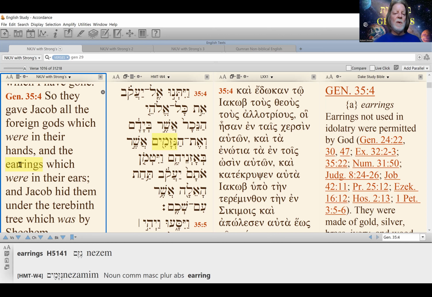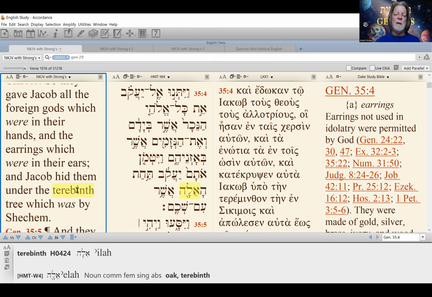Okay, so they gave their earrings, which were in their ears, and Yaakov hid them. Let's see, taman, to hide, it just says. I get the impression that he dug a hole and kind of buried them, but I don't get it from this word. I'm not sure of the extended meanings of this word taman. So he hid them under the terebinth tree, which was by Shechem.